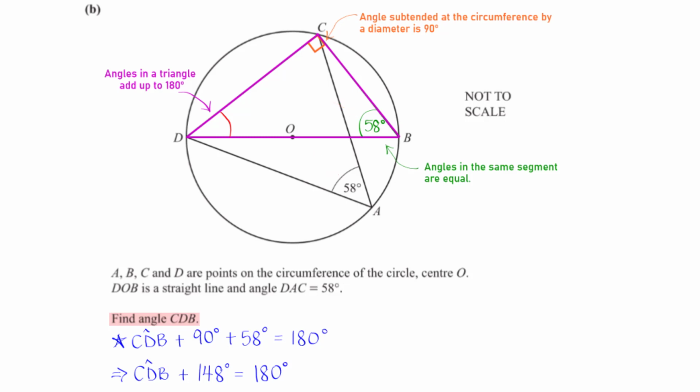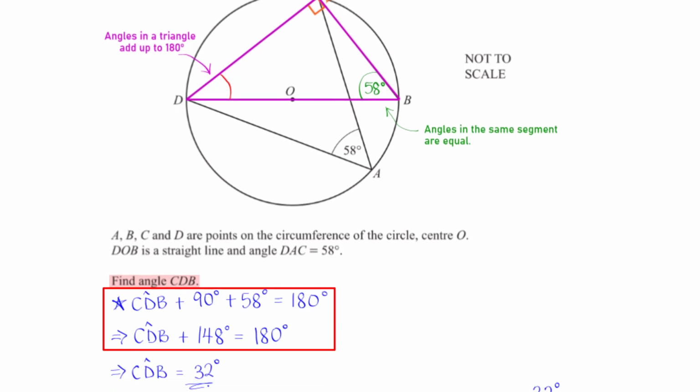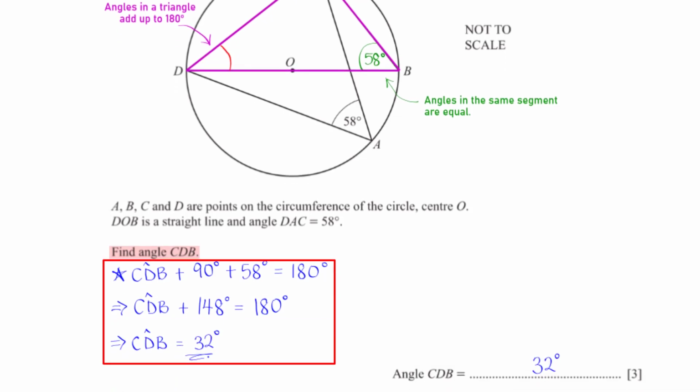The angles in triangle BCD must add up to 180 degrees. So we have angle CDB plus 90 plus 58 equals 180. 90 plus 58 is 148. When we subtract 148 from both sides, we have 32 degrees.